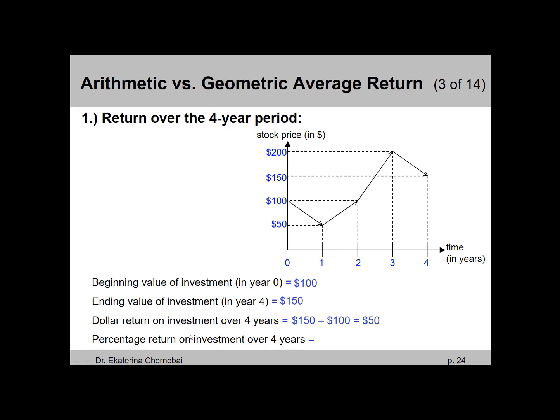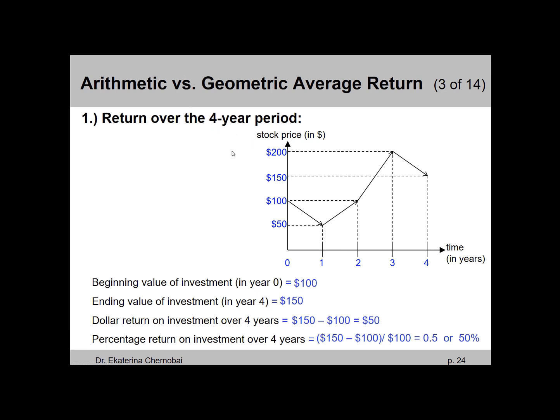What's the percentage return? Well, we take the $50 additional money and divide by our starting point, which is $100 at the beginning. And we get $50 extra money earned divided by $100, the original amount invested, and we get a 50% return, right? So that's over the 4-year time period, a 50% gain, a 50% return on your money.